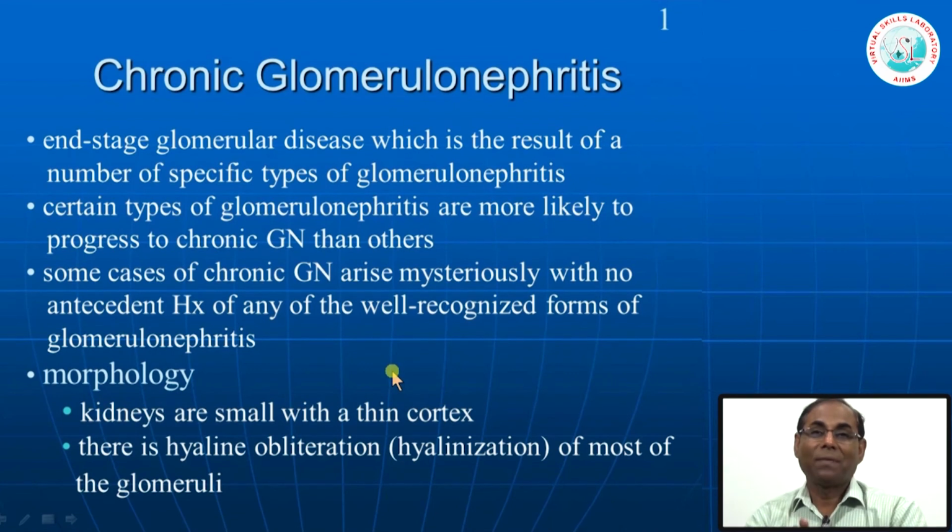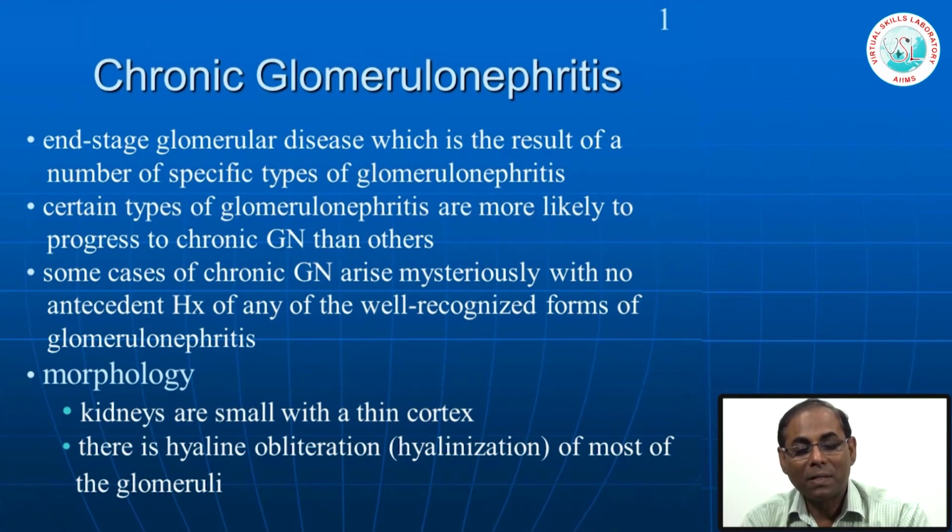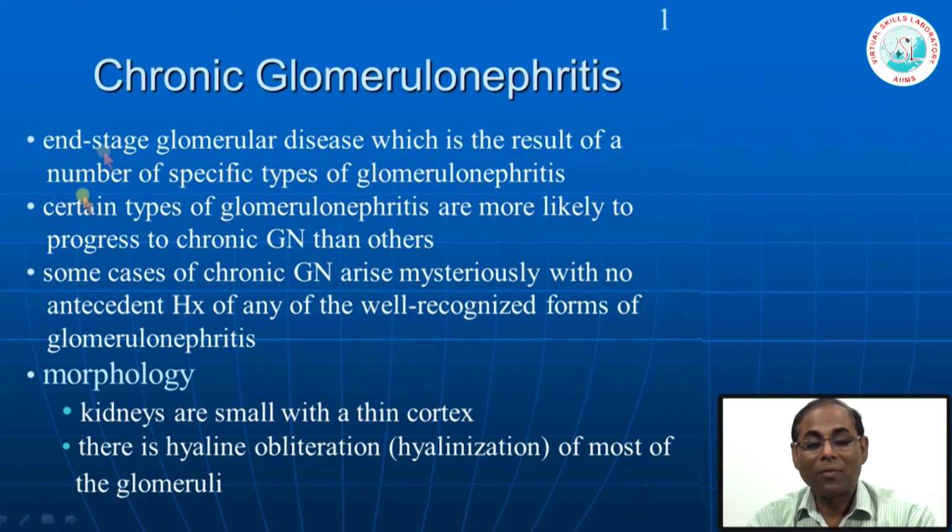Now, with all these glomerulonephritis, what will happen at the end? Many of them reverse and many of them do not reverse. Those which do not reverse have a progressive course and finally reach a state which we describe as chronic glomerulonephritis. So, these are end stage glomerular disease as a result of a number of specific types of glomerulonephritis. Certain glomerulonephritis are more likely to progress to chronic glomerulonephritis than others, say crescentic glomerulonephritis and MPGN. So, they progress to chronic glomerulonephritis much faster.